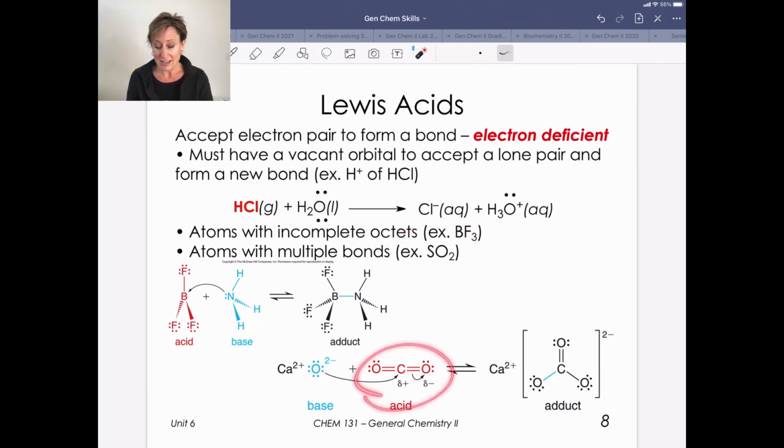Similarly, we can look at things that have multiple bonds. So looking at SO2 as an example, but here's another example with carbon dioxide. So carbon dioxide, in having this partially positive carbon atom here with this dipole, can be very reactive with oxide here as a base. So this has a pair of electrons that it's willing to donate, and so we've got this electron deficient carbon atom here that allows us to generate this adduct that we see here.